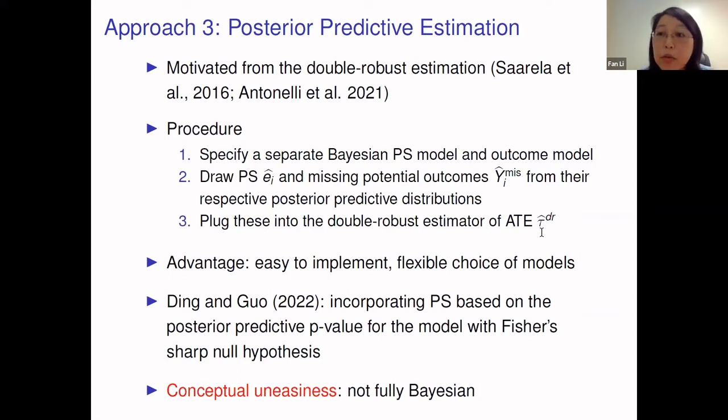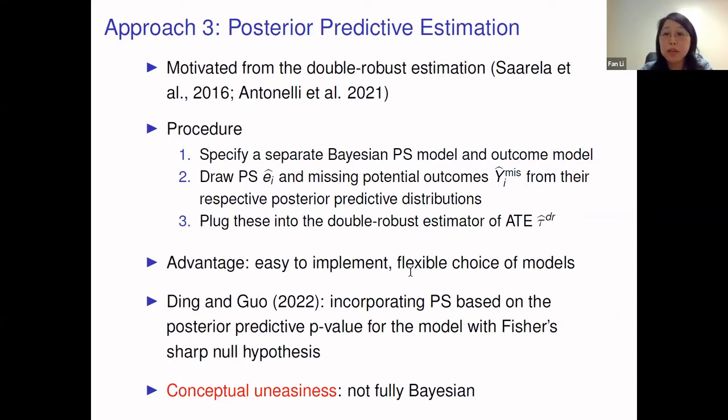Procedure-wise, it's very simple and very easy to implement. You can choose whatever flexible priors or models you want for the propensity and outcome. It's just separate, and then you combine the two using the double robust estimator. Some recent work connected this to the randomization perspective and off-the-shelf methods. I don't have time to talk about that, but I think this is a nice approach with a very flexible choice of models and a lot of advantages. But the same thing, it has some conceptual controversy because this is not fully Bayesian.